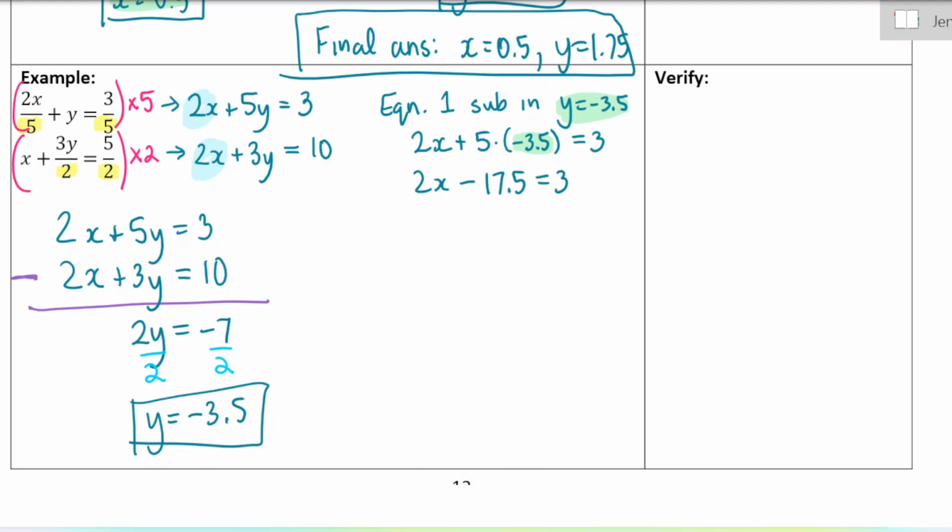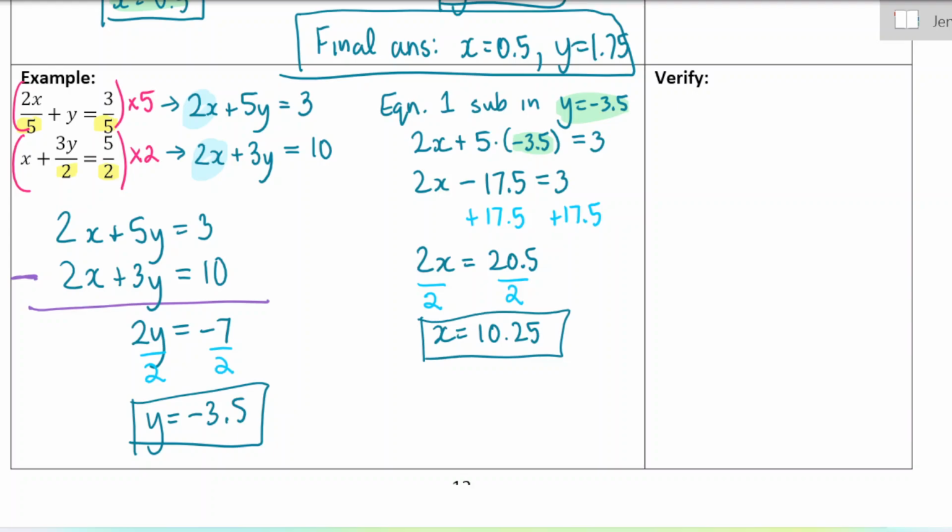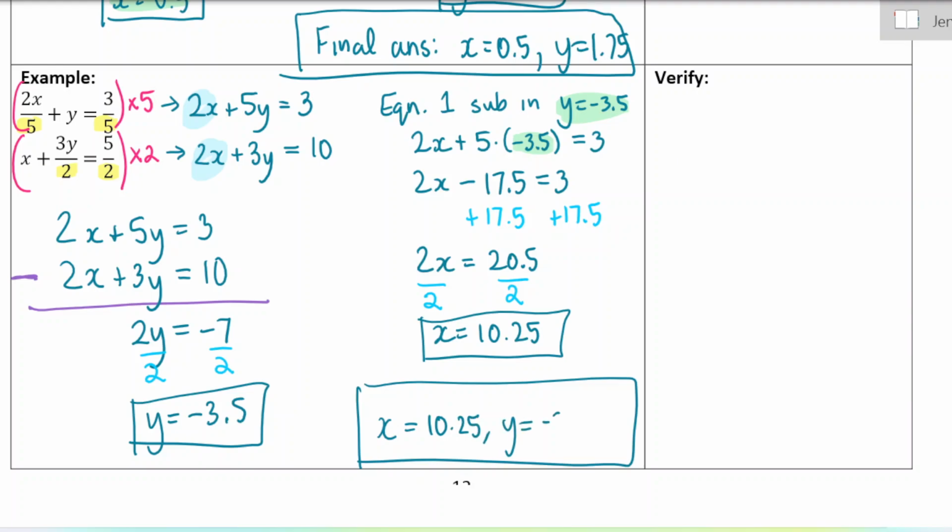Now I'm just going to solve this by opposite operations. So I have negative 17.5, so I'm going to add 17.5 to both sides. I get 2x equals 20.5. I'm going to divide by 2. I get x equals 10.25. And again, you could write it as a fraction or a decimal. It doesn't matter. I'll accept both answers. So your final answer is x equals 10.25, y equals negative 3.5. And this is the final answer.